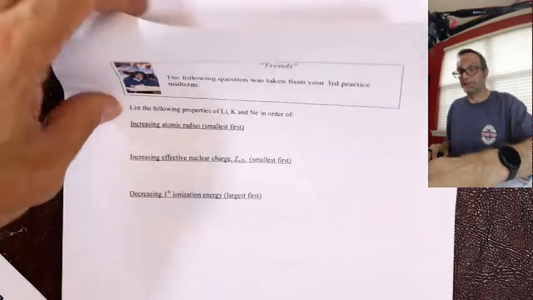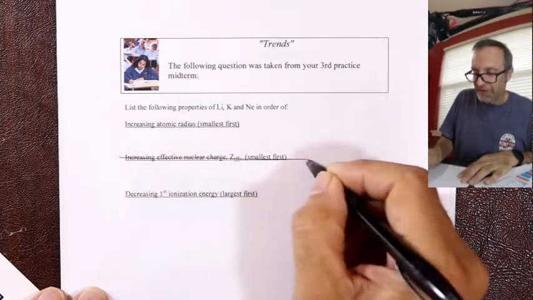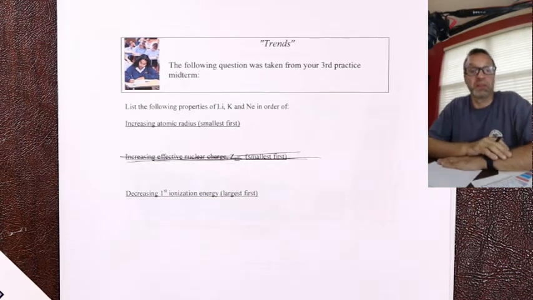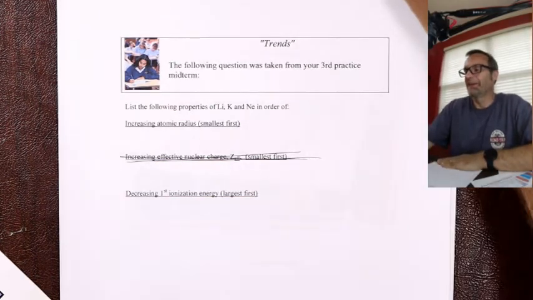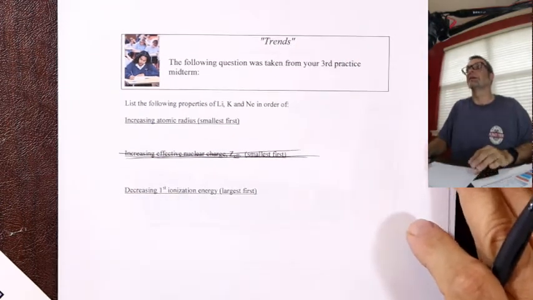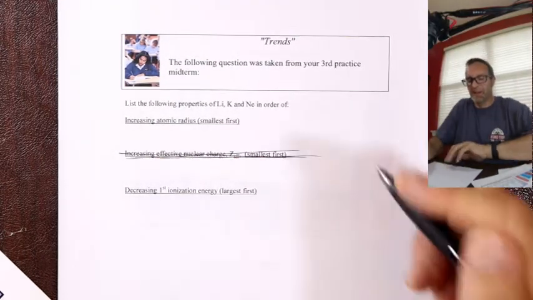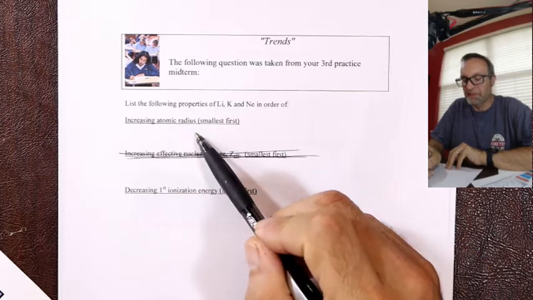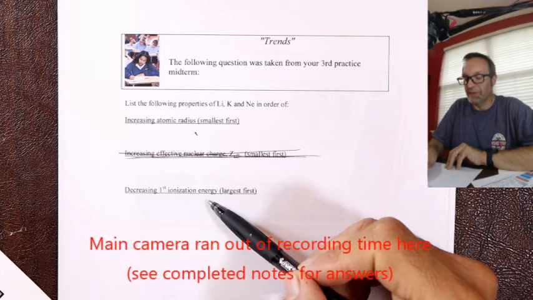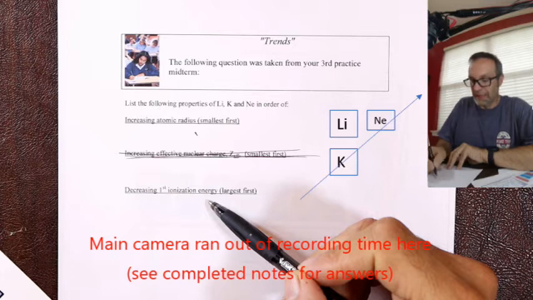Now, trends. This is an old exam question. Real easy. We don't generally ask questions about effective nuclear charge because it's a little bit beyond the scope of the course. I was a bit enthusiastic in my first semester teaching. So don't ask that one. All right, we're going to do increasing radius and decreasing first ionization energy, and these are the atoms. No tricks, just three simple ones: lithium, potassium, and neon.